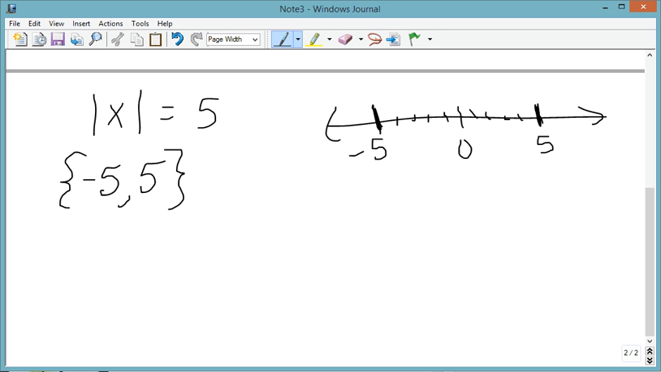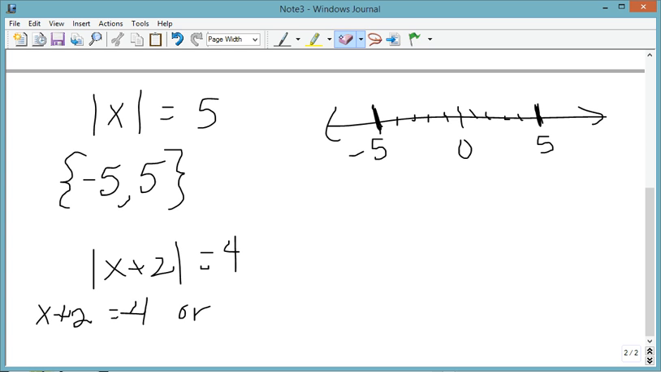Now, that's pretty simple when we look at it like that, but what if there were a little bit more going on in there? Suppose it were the absolute value of x plus 2 is equal to 4. What that means is whatever is inside the absolute value either has to equal 4 or negative 4. So we still have those two equations. We have x plus 2 equals 4.